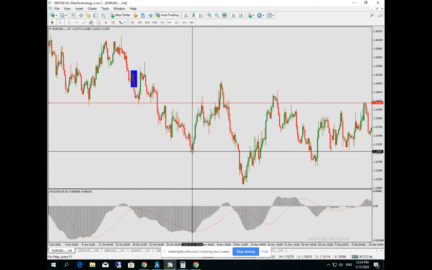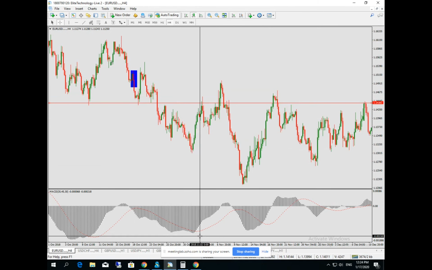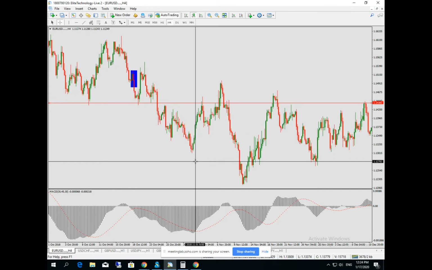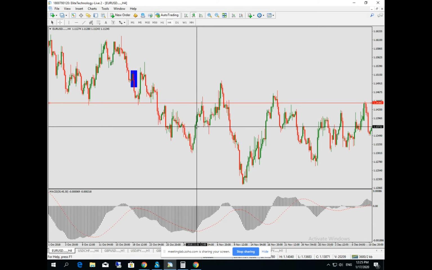Okay, and finally somewhere about this area, as you can see here, the crossing between the 35 and the 45 again. All right, the short one crosses above the long one, and I would say it's about this area where we should close this position. It's also kind of a signal for a buy position.